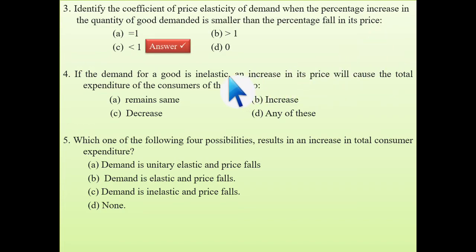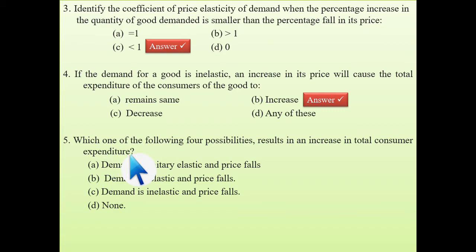Okay. Then if the demand for a good is inelastic, that means E less than 1, an increase in its price will cause the total expenditure of the consumer of the good to increase, because in the total outlay expenditure method I have told you, when the elasticity is inelastic, when price increases, total expenditure increases. When price decreases, total expenditure will decrease. So the same concept applied here.